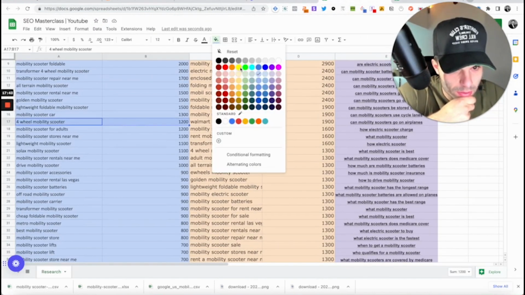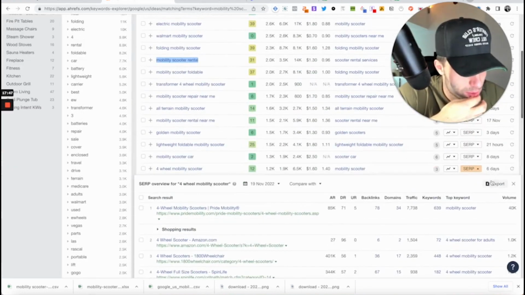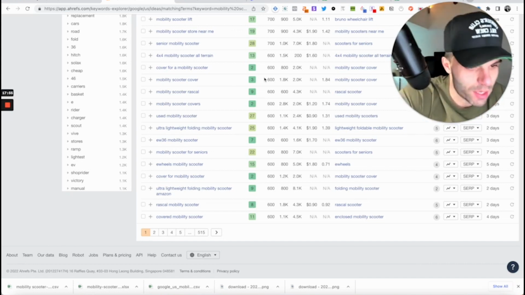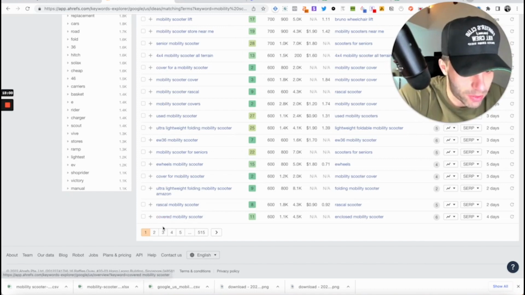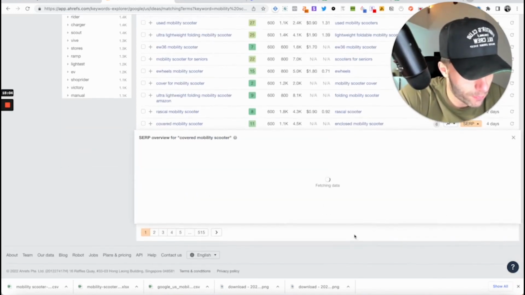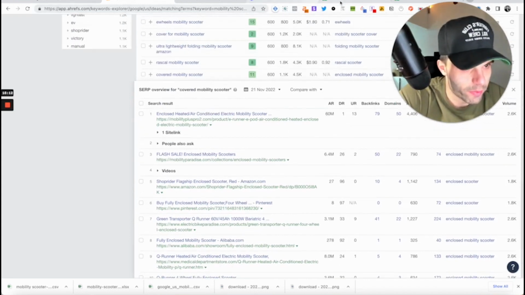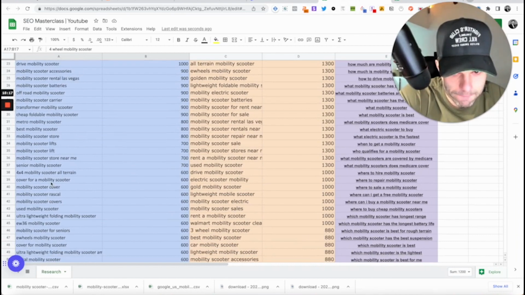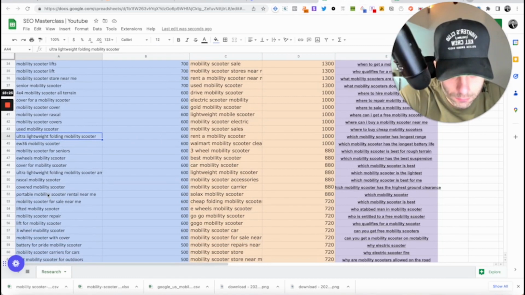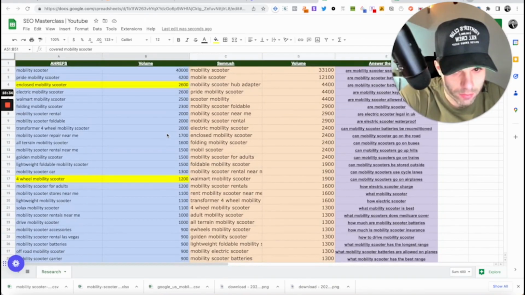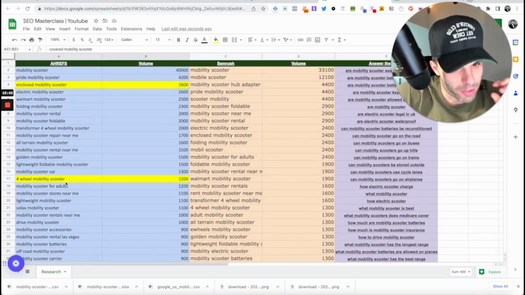Just go through all of them that have volume over like 50 to 100 and just mark them. Just highlight the ones that have at least something below like 50 on the search page. So 600, 11 difficulty. Very, very low. So then we would highlight that, covered mobility scooter. And so on. Just go through all the ones that have over 100 volume and highlight the ones that have high buying intent, descriptive, and low domain rating sites ranking on the first page, because these will be our main collection pages that we build out for that product content.